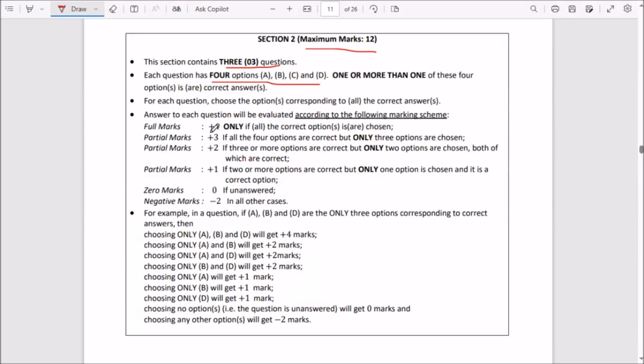Full marks +4 will be allotted if all the correct options are chosen, +3 if all the 4 options are correct but only 3 options are chosen, +2 marks will be allotted if there are more options are correct but only 2 options are chosen, both of which are correct, +1 if 2 or more options are correct but only 1 option is chosen and it is a correct option. In all other cases, or if you do not attempt, you will not get any marks, that is 0 marks will be allotted. However, this section carries -2, that is negative marking system is there for this section. Let us see the questions.